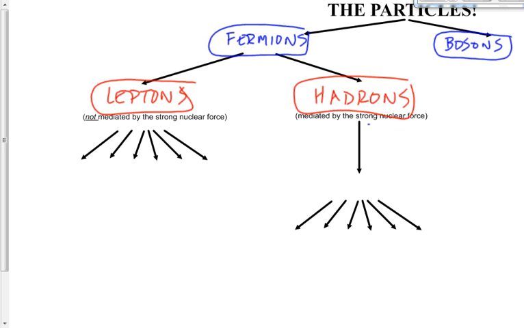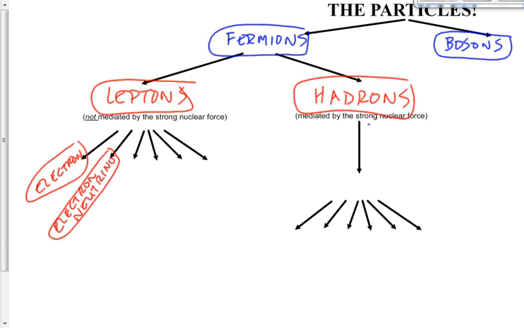Now the leptons are the simplest things because they're the particles that are fundamental already. An example of a lepton would be an electron. Doesn't get any smaller than an electron. We have to know about the electron. Another example of a lepton would be the electron neutrino. Now we've learned about these electron neutrinos already, although we only called them neutrinos. We didn't call them electron neutrinos. But when we were talking about neutrinos in the context of beta plus decay, we were talking about electron neutrinos.